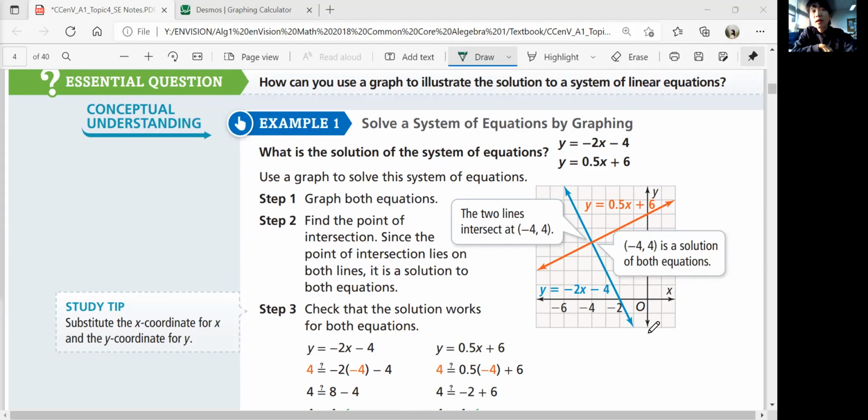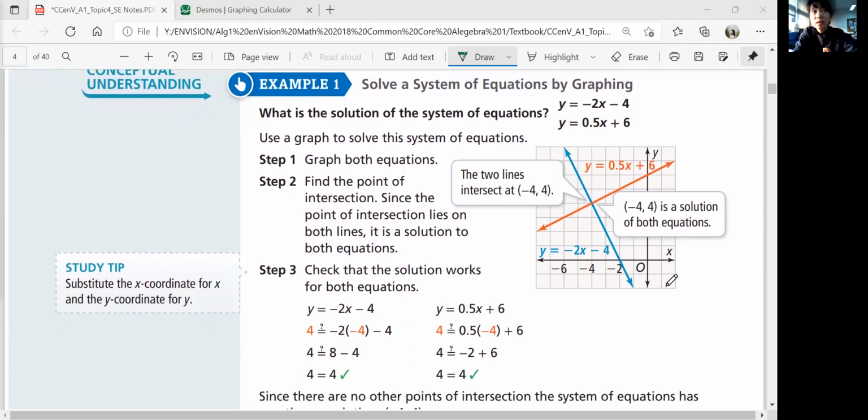So the point of intersection is going to be where both lines have the same x values and the same y values corresponding to each other. Okay, so they both have the point (-4, 4) on the line. So (-4, 4) is a solution for both equations. That is a solution for the system of equations.